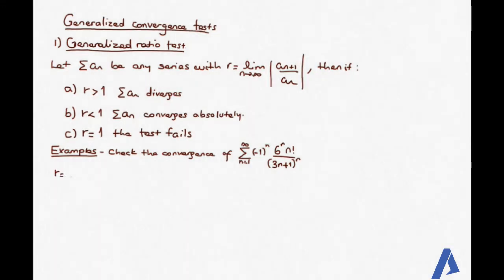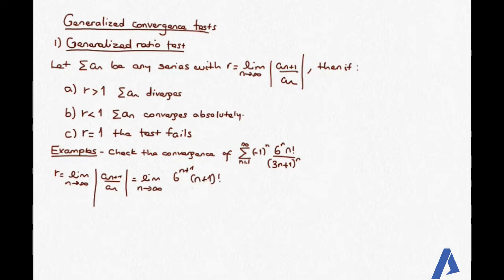ስለዚህ እዚህ ጋር r is equal to the limit of an plus 1 over an as n approaches infinity, which is equal to the limit as n approaches infinity of absolute value። absolute value ስናወጣው ኔጌቲቭዋ ትወጣለች። ስለዚህ 6 the power of n plus 1 multiplied by n plus 1 factorial over 3 into n plus 1 plus 1 the power of n plus 1, divided by the sequence itself, which is 6 the power of n times n factorial over 3n plus 1 the power of n.